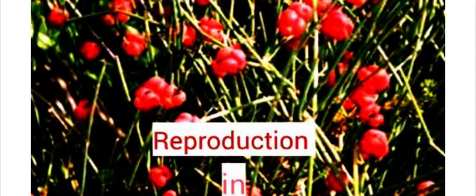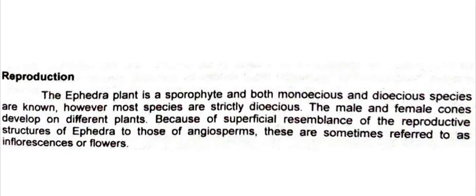Class, today we are going to discuss reproduction in Ephedra. In Ephedra, the plant body, as we know, is sporophyte, and in Ephedra both monoecious and dioecious species are found. However, most species are strictly dioecious, which means that dioecious species are more than the monoecious species, and in dioecious species, male and female cones are developed on different plants.